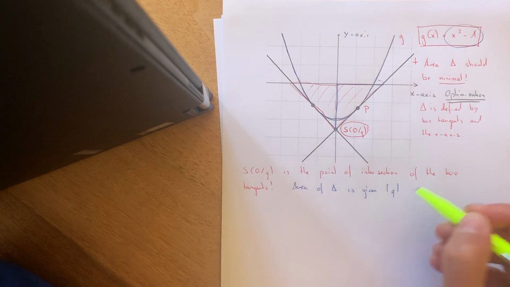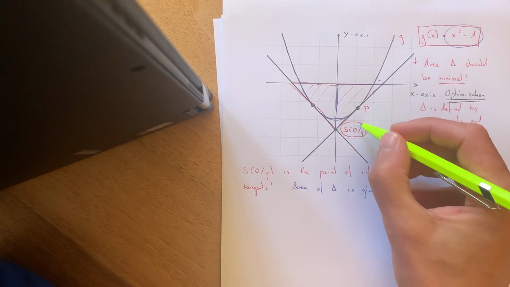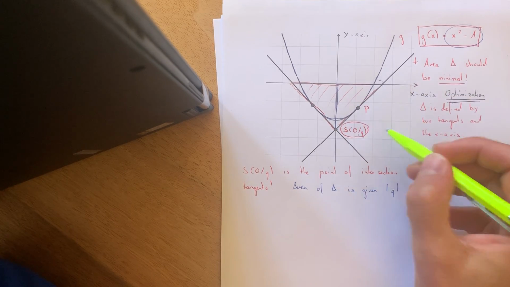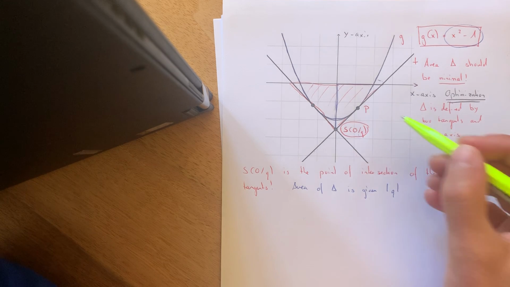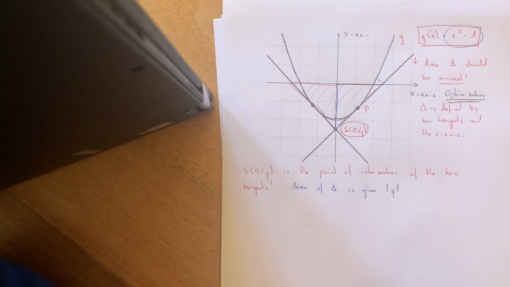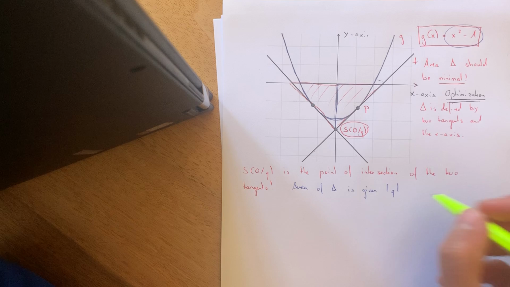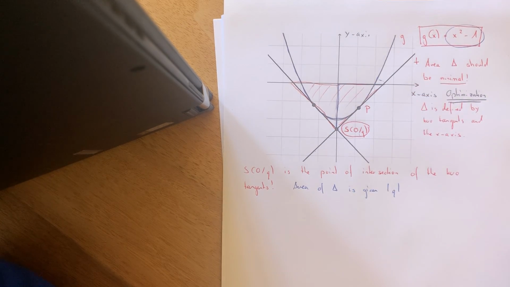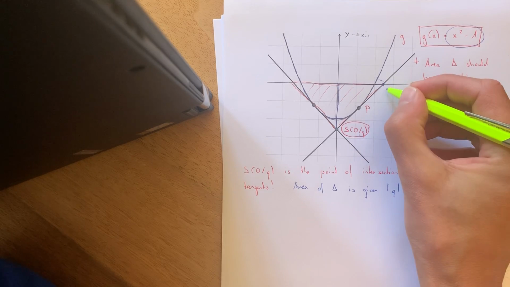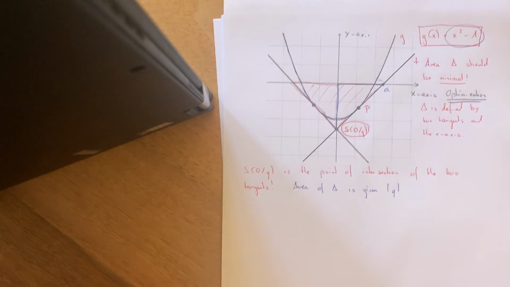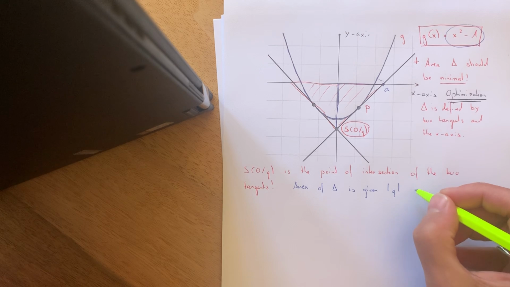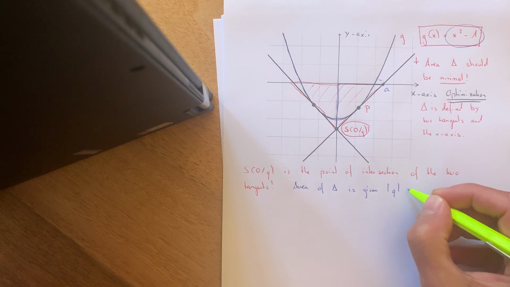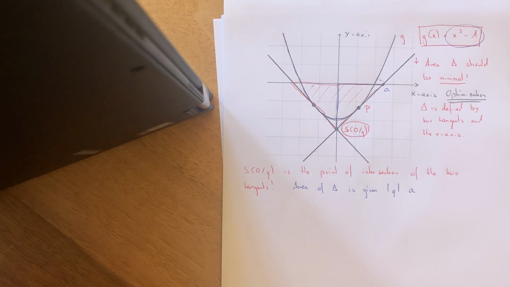Well, we need to take the absolute value here because this Q, the y coordinate of S, is going to be negative. So we need to take the absolute value here, and moreover we need the length of this line, so maybe here let's label this point A. So the area of the triangle is given by the absolute value of Q times A. Okay, so let's see.